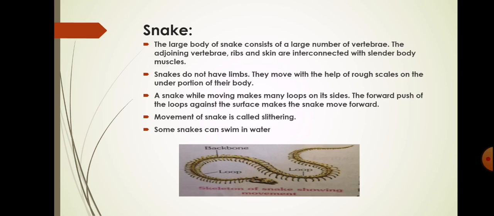The snake is considered a vertebrate animal because it has a backbone, and it has a long body. Because of the formation of the loops, the snake is able to walk. This loop movement allows the snake to move in a forward direction, and the movement of the snake is called slithering.